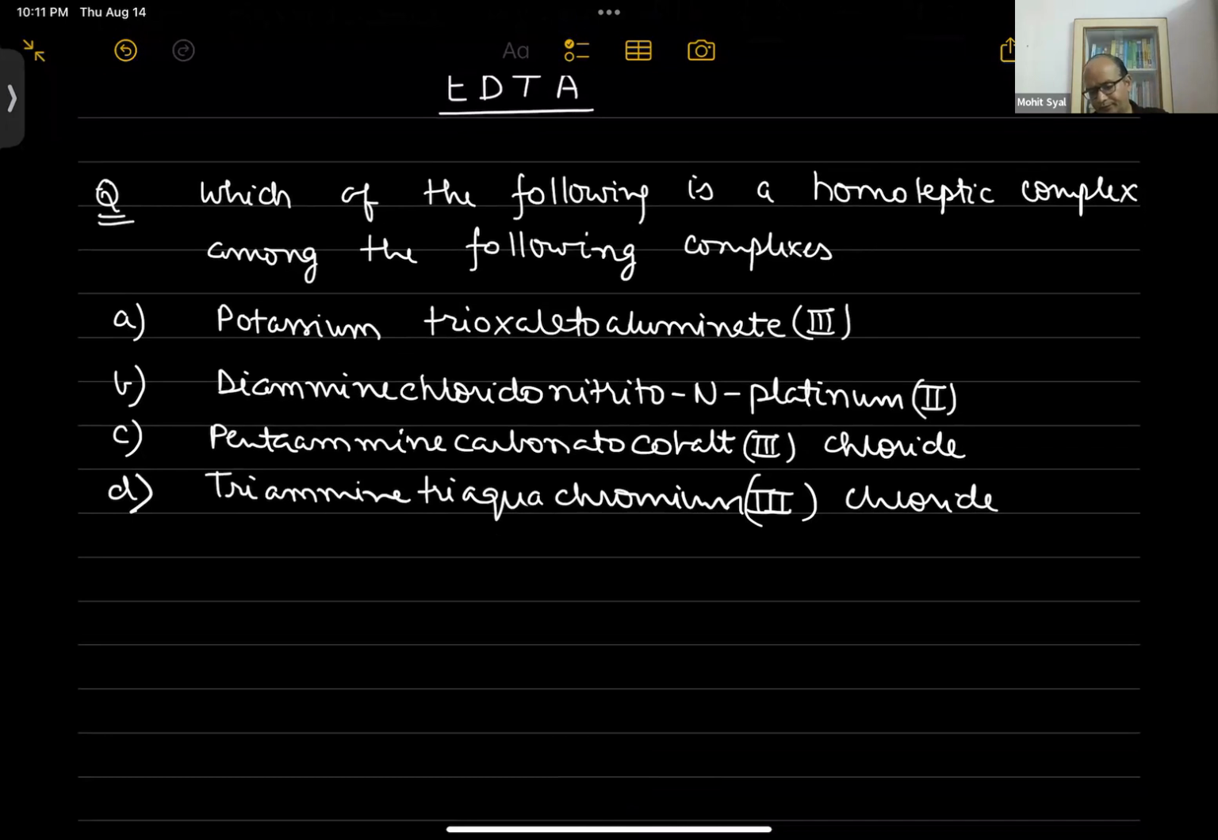Next is, we can try to write the names also because it will help us to practice the IUPAC names. The answer is option A, right? Because how I'm going to write the name: potassium is there. Trioxalato aluminate, Al. Oxalato is C2O4. It is a bidentate ligand. Got it? There are three oxalato. Normally, it is better to use tris, okay? Because it is an organic ligand.